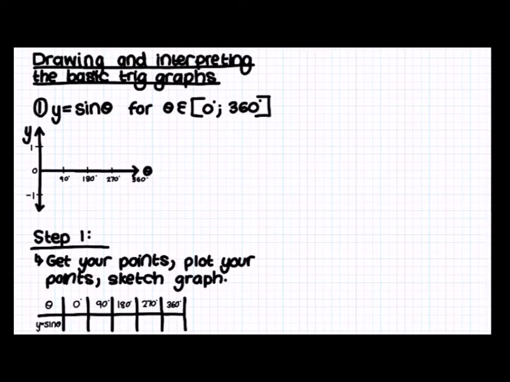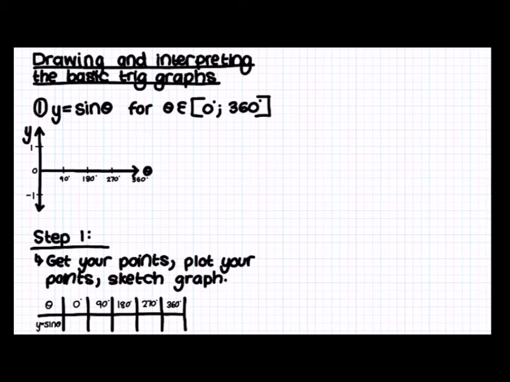Now that we have these basics in place, we can start looking at how to draw and interpret the basic trig graphs. I'm going to start by looking at y = sin θ. The first thing we can notice is that we are given the domain for θ. So we're supposed to draw this graph between 0 and 360 degrees. It's a little bit confusing to know where to start because it's a different kind of graph, so we don't really know the shape yet.